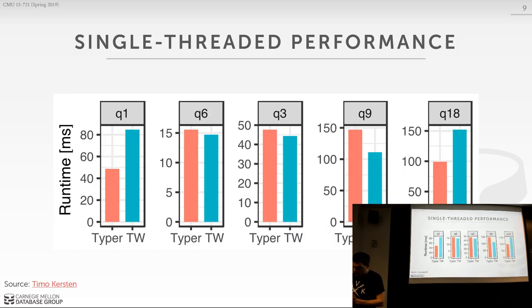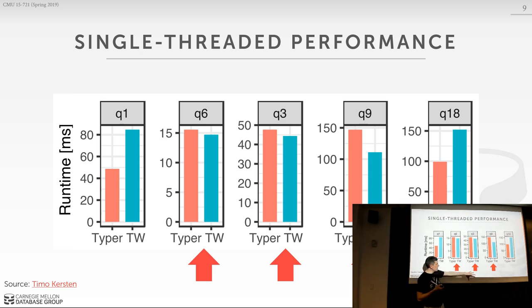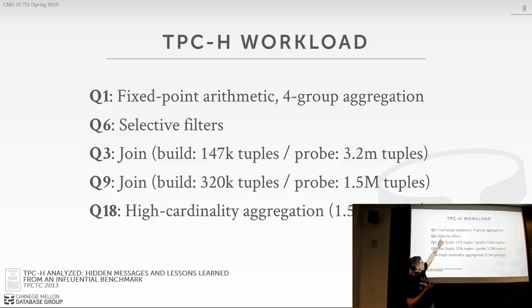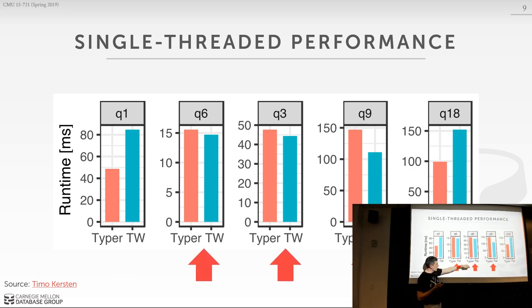So the first experiment we're going to look at is the single-threaded performance. This is running on a 10-core machine with hyper-threading, so 20 threads in total, but for this one they're just going to run it on a single thread and see what the runtime difference is between different systems. The first thing to point out is that for Q1 and Q18, Hyper actually performed better. But for Q6, Q3, and Q9, VectorWise performs better. So these are the selective filters and the two joins. For the aggregation queries, Q1 and Q18, Hyper does better.